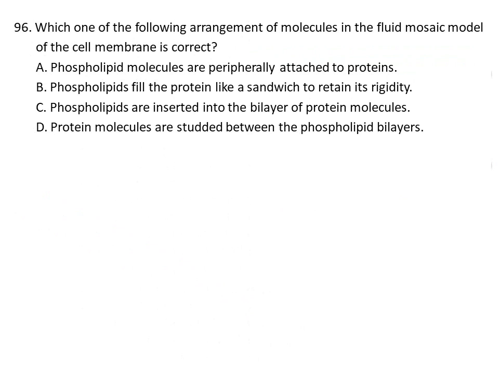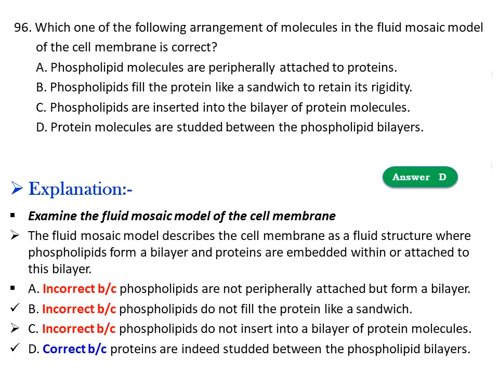Question number 96. Which of the following arrangements of molecules in the fluid mosaic model of the cell membrane is correct? So the answer will be D. Protein molecules are studded or embedded between the phospholipid bilayer. When we examine the fluid mosaic model of the cell membrane, it describes the cell membrane as a fluid structure where phospholipids form a bilayer and the proteins are embedded or extended between, within, or attached to this bilayer. So the correct answer should be D.